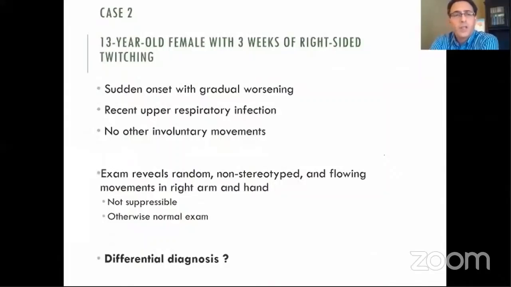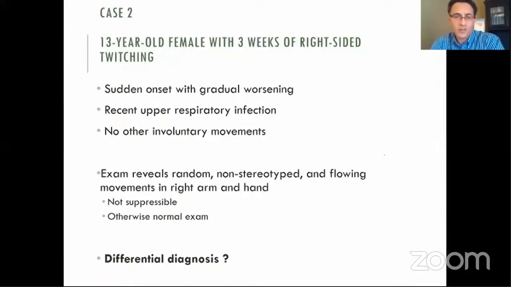Case 2. A 13-year-old female with 3 weeks of right-sided twitching. This patient had a sudden onset with gradual worsening over the past 3 weeks. There was a history of recent upper respiratory infection, and there are no other involuntary movements. Exam reveals random, non-stereotyped, and flowing movements in right arm and hand. These are not suppressible, and there's otherwise normal exam.